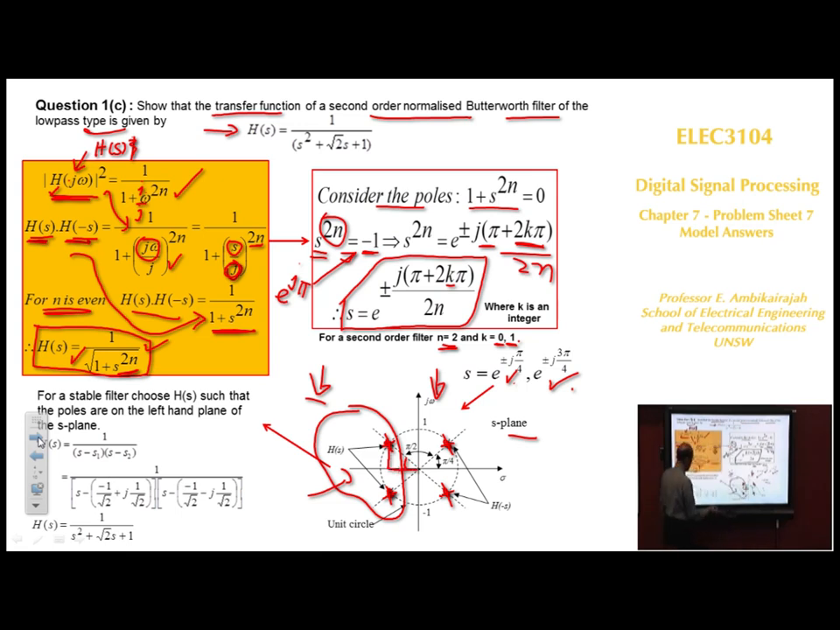That will be, so we can say this is S1, this is S2. So that's the equation. Now S1 is equal to s minus, this is minus 1 over root 2 plus j 1 over root 2, because this is 45 degrees, this is the unit circle. Similarly, this will be minus 1 over root 2, also minus 1 over root 2 there.